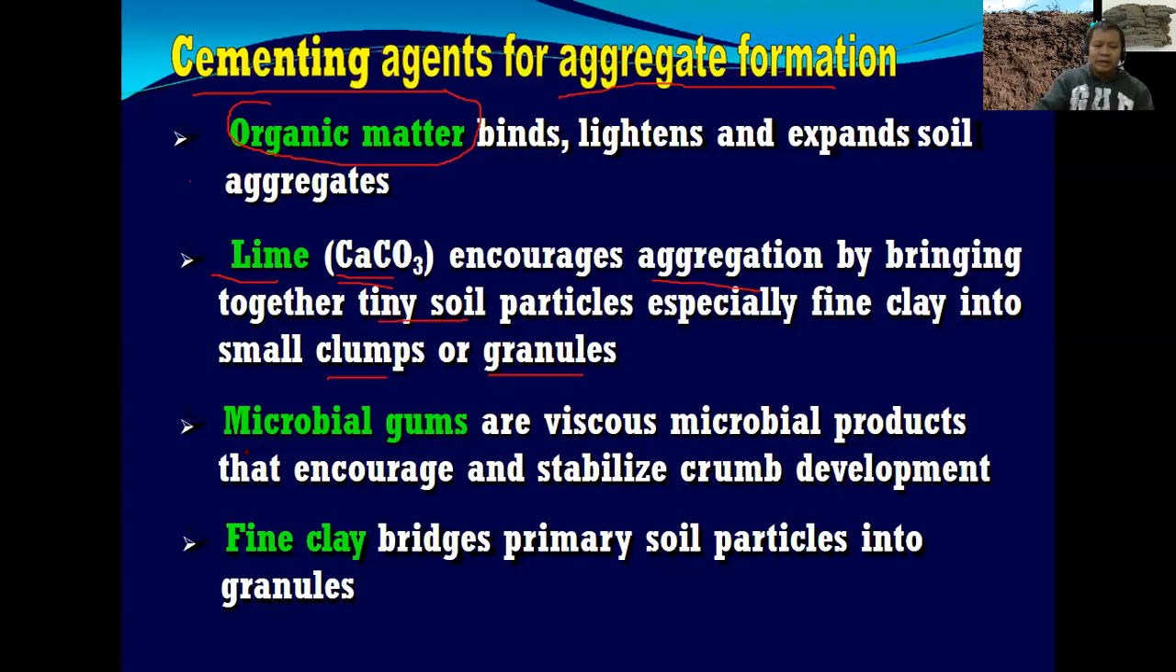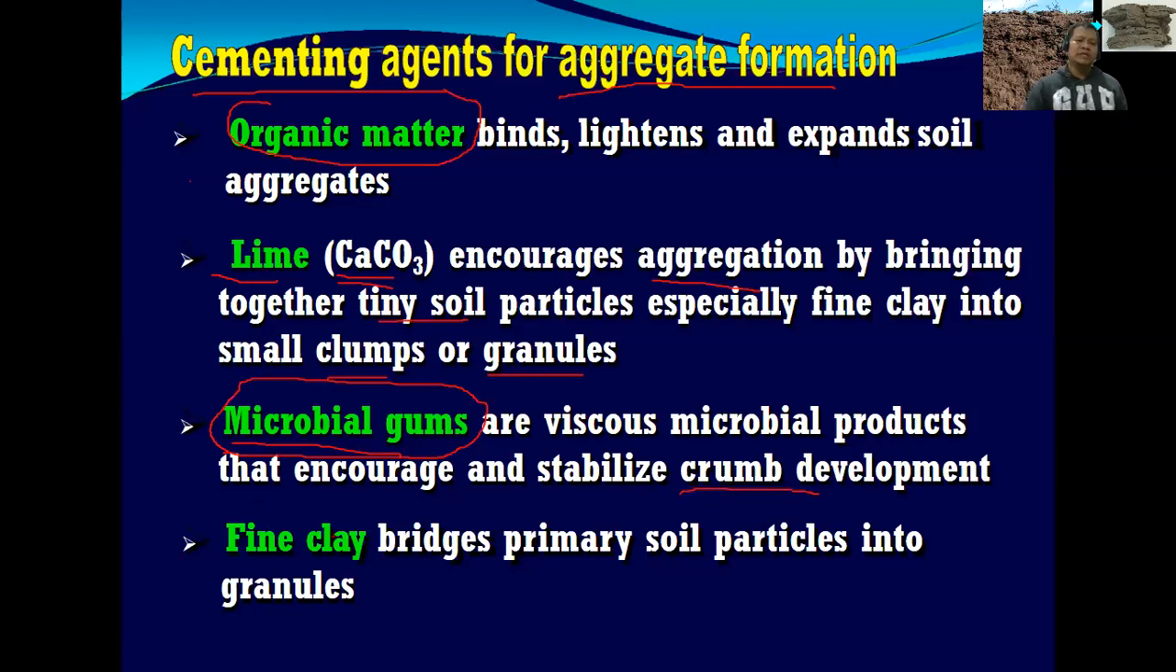All right. So the other cementing agents, or aggregating agents, so that particles would bind together to form an aggregate, are the microbial gums. Okay, so the products of microorganisms. For example, the bacterial gums: if there are bacteria in the soils, they have byproducts, the gums. Those gums would facilitate the granulation and the aggregation of particles so that they form into an aggregate.